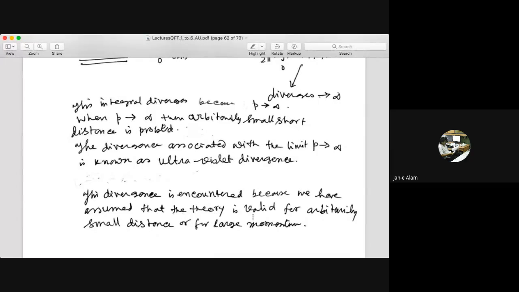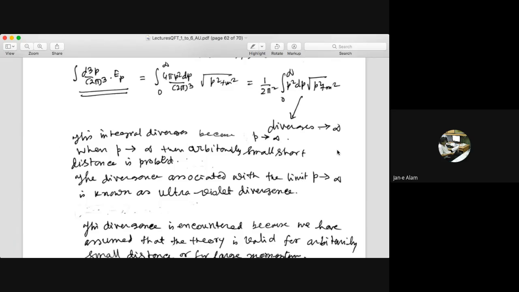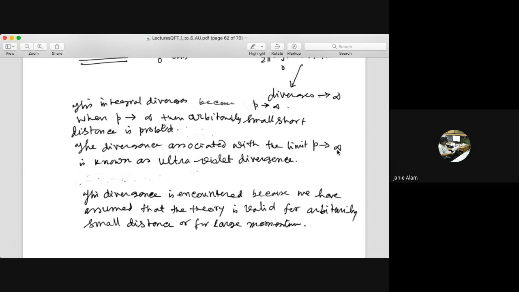That is what I have written here: this divergence is encountered because we have assumed that the theory is valid up to arbitrarily small distance, and that cannot be true. No theory can be true for arbitrarily small distance or arbitrarily large momentum. The ultraviolet divergence you can cure in the interacting theory by a standard procedure called the renormalization procedure. It is mathematically very rich, to some extent a complex process you have to go through, but it is very interesting.